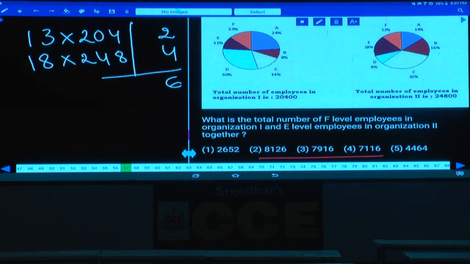Yes? 13 into 204. 204 is a 3 multiple. 18 is also a 3 multiple. 204 a 3 multiple, 18 is also a 3 multiple. 3 multiple plus 3 multiple should be a 3 multiple. Is your second option a 3 multiple? Third option? Fourth option? Final answer. Okay?